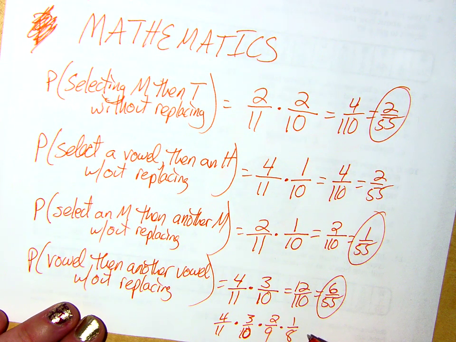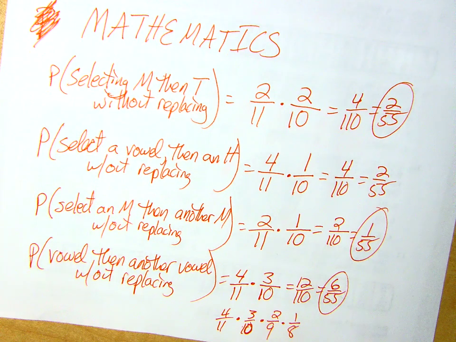What would the fifth one be? 0 out of 0, right. You can't pick 5 vowels in a row without replacing because there aren't 5. So anyway, that's how you do those. Aren't they kind of fun?